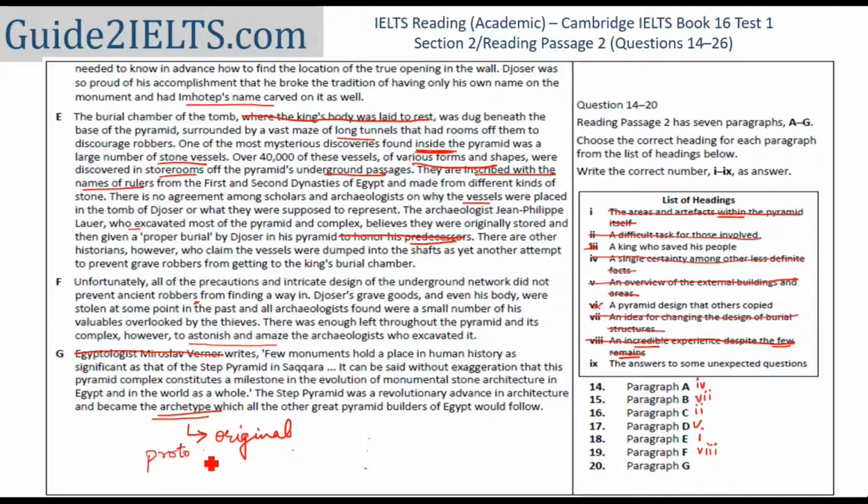We use the word prototype when we are referring to a sample device or the first device that is made when there is some new technological invention. Because of this word archetype, the answer would be 6th, because archetype means it was the original which was copied by others. And with this, we're done with the list of headings. Let's start with the second set of questions now.